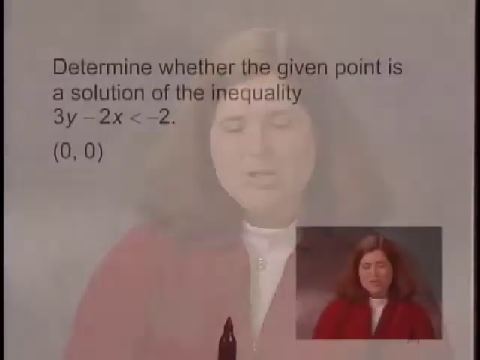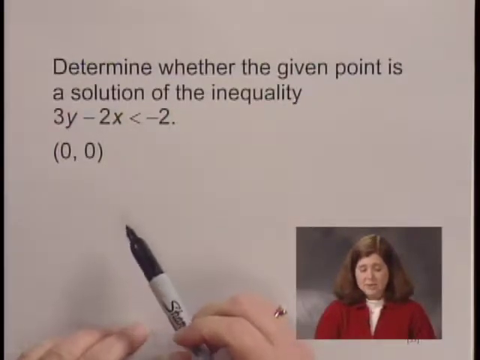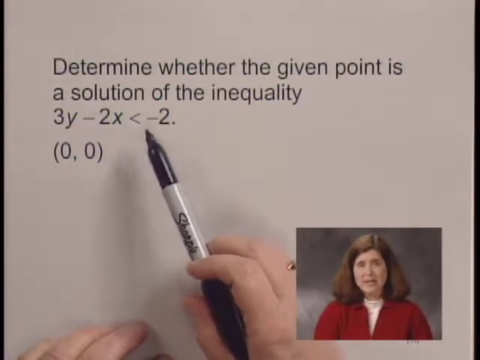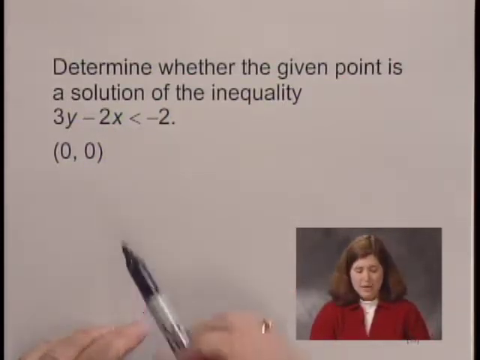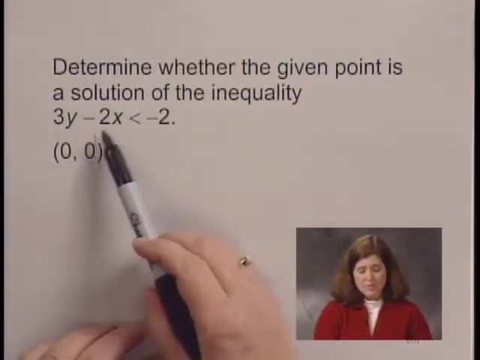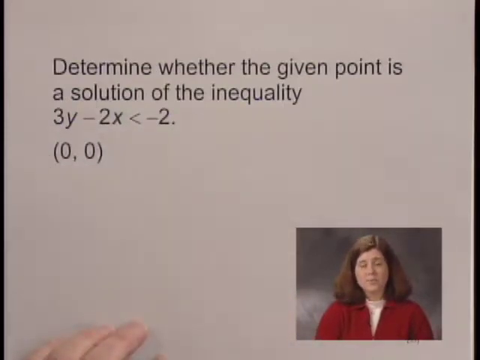This problem deals with an inequality. We're asked to determine whether the given point, (0, 0), is a solution of the inequality 3y minus 2x is less than negative 2. The point (0, 0) is a solution if when we substitute 0 for x and 0 for y, the inequality is true.